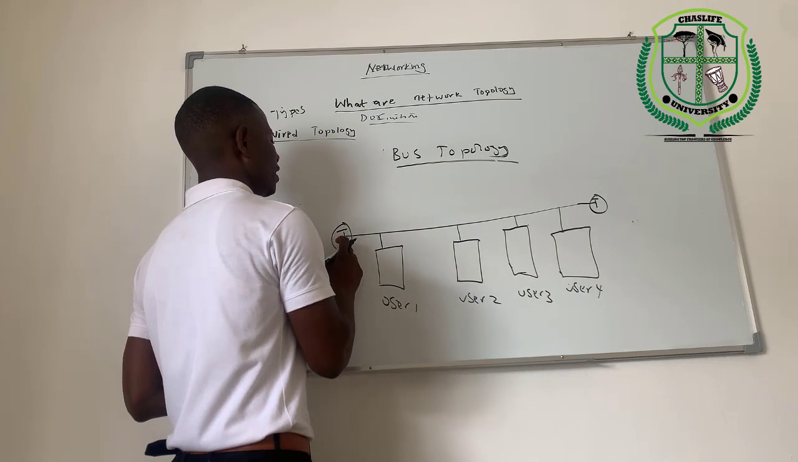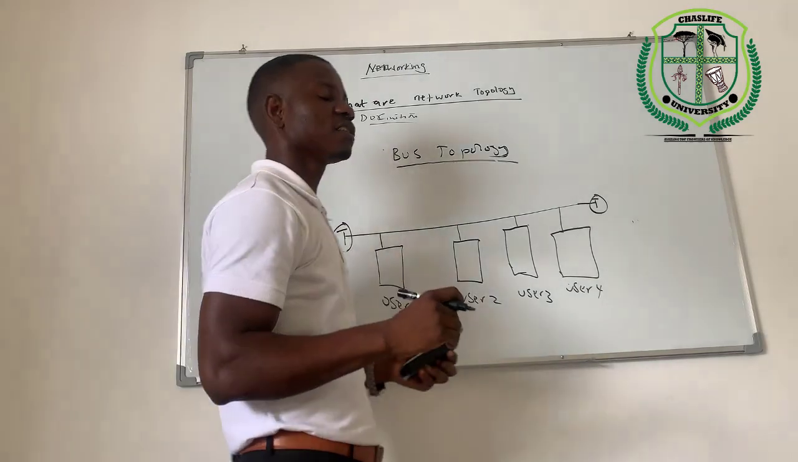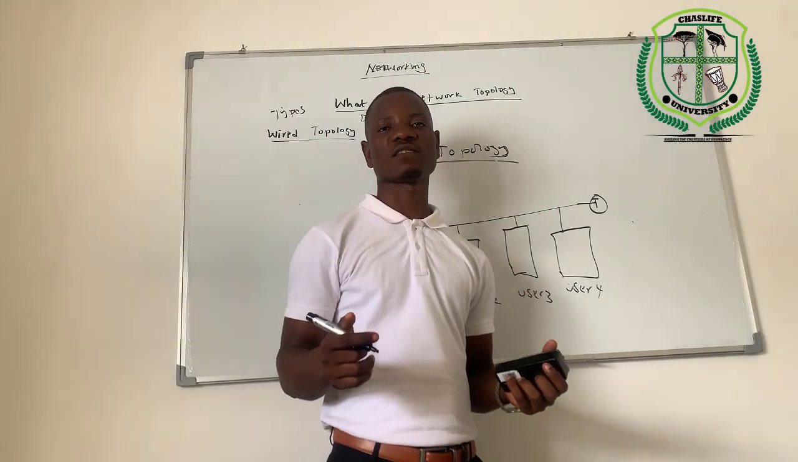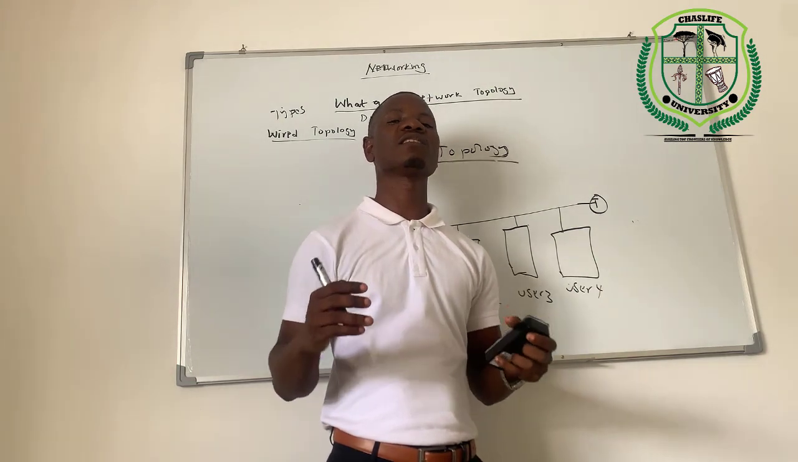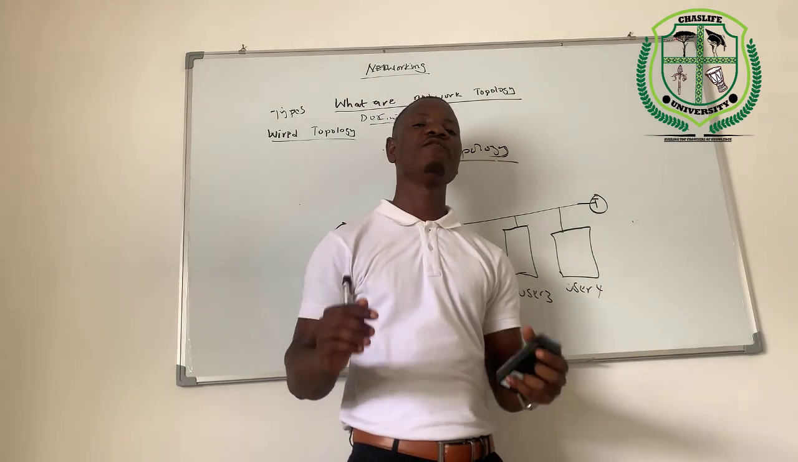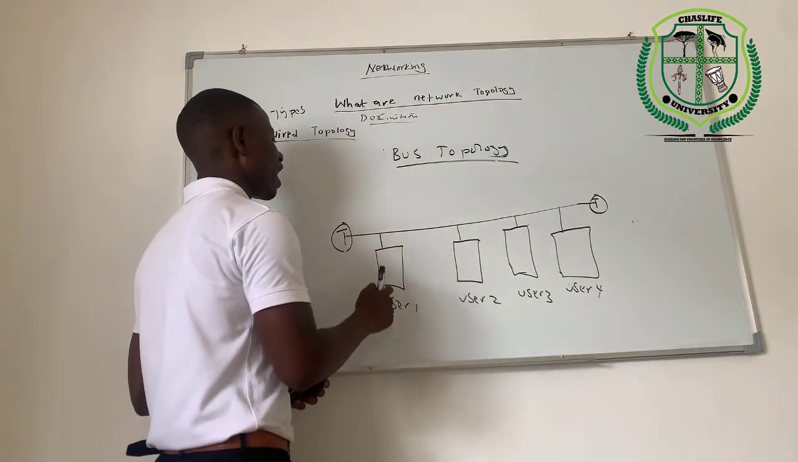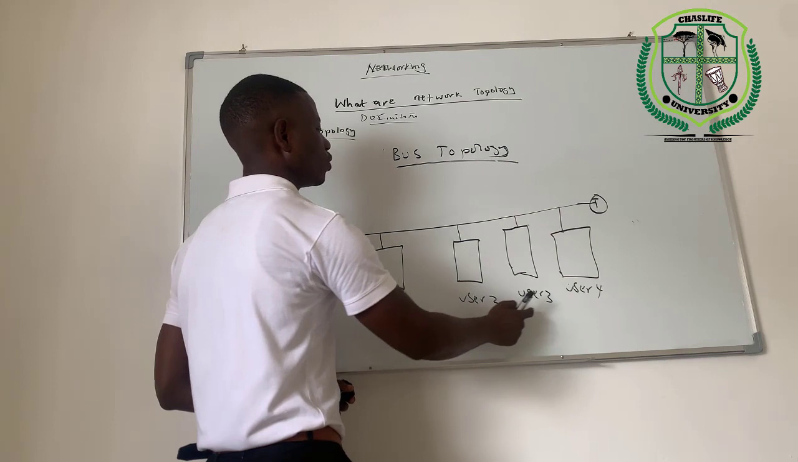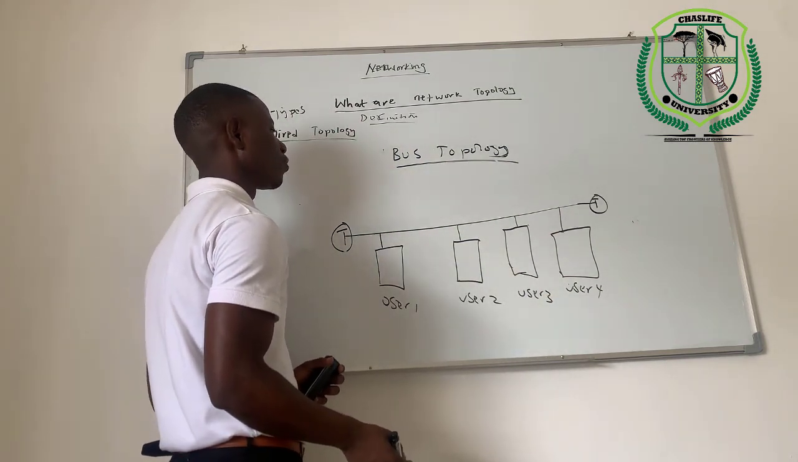At the far end, there are what we call terminals. These terminals prevent signal reflections. So the terminals on the bus topology prevent signal reflections. So we have user 1, user 2, user 3, and user 4 on the bus topology.